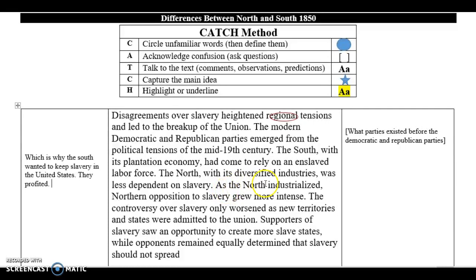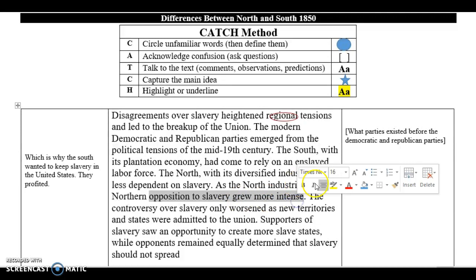The North, with its diversified industries, was less dependent on slavery. As the North industrialized, Northern opposition to slavery grew more intense. So I believe this is very important. So I'm going to go ahead and highlight it so that I know that we're getting to the main root.